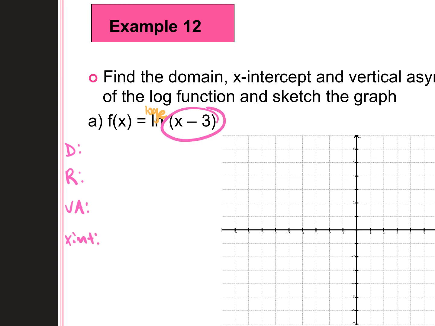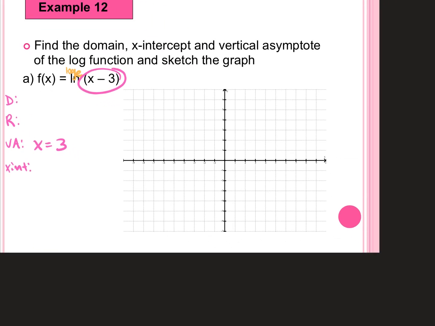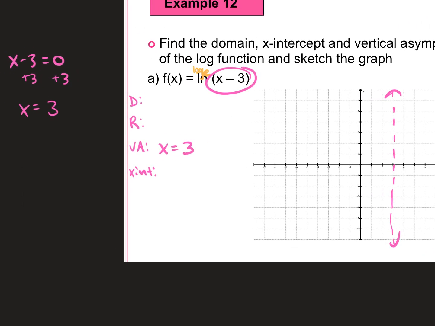let's do the same thing. We set what's inside the parentheses equal to 0, so x minus 3 is equal to 0. Add 3. X is equal to 3. That is my vertical asymptote. I can go ahead and graph my vertical asymptote too. So I put a vertical line through 3. My range is always from -infinity to infinity. My domain is the same value as my vertical asymptote, so it'll be from 3 to infinity, and it's always parentheses. And then to find my x-intercept, I want to plug in 0 for y.